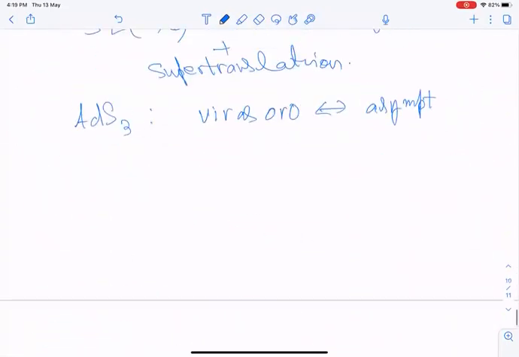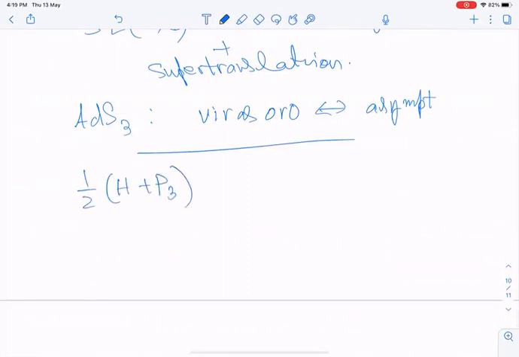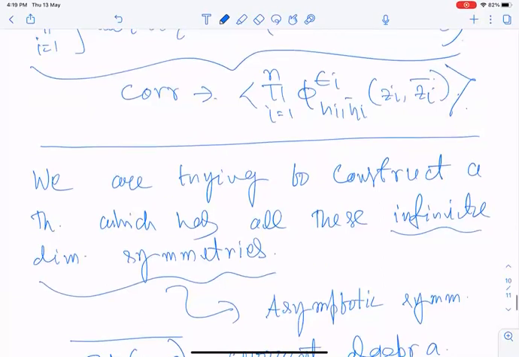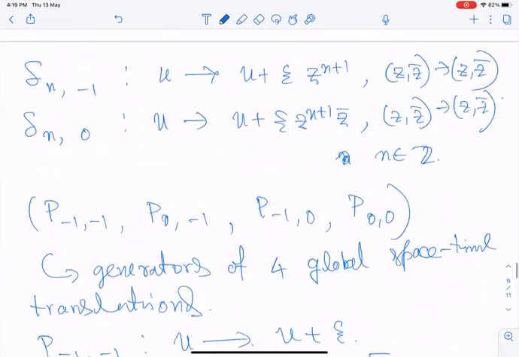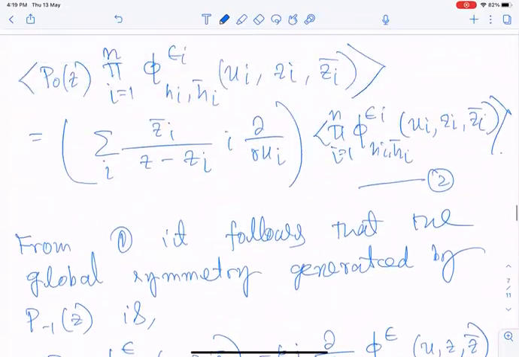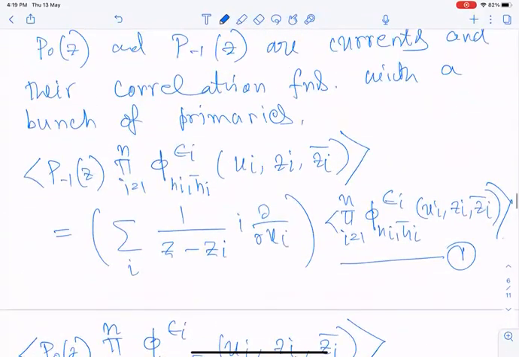Okay, so let me just read this. This half of H plus P3, for example, has a simplicity in the sense that it shifts u by a constant. So that is the same as P minus 1 minus 1. So now we know what it is doing in the interacting theory. If I look at the Ward identity, so this is the Ward identity one.